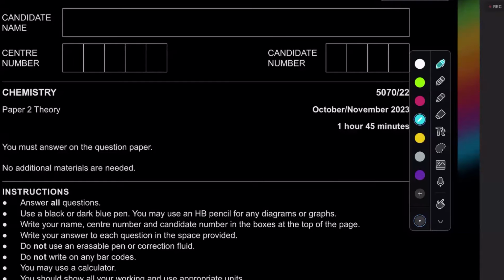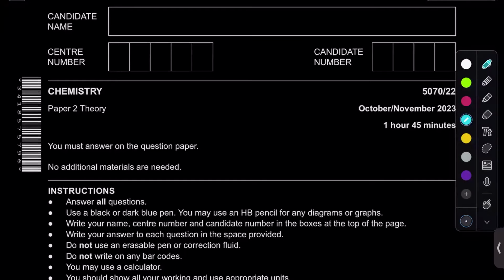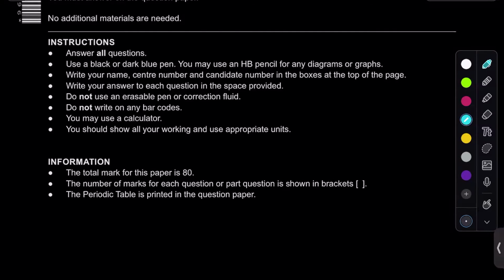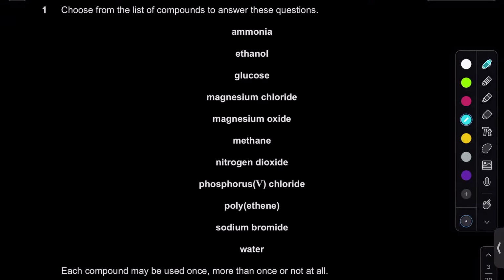So we are going to solve this paper from November 2023, ये आपका most recent paper, and yeah, let's get started. Choose from the list of compounds, just like the usual pattern is. First question has all this list, and you have to pick from here.